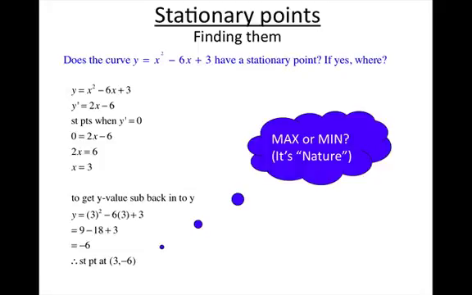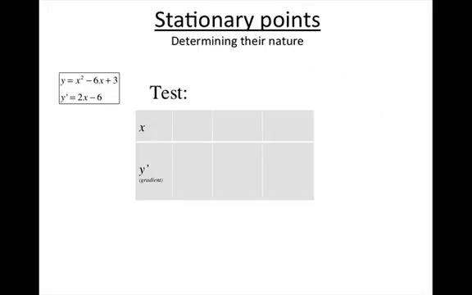So here's how you determine the nature. And we'll do it continuing on with the same example. So what we're going to do is test our x values and our y dash, in other words, the gradient. That's what our little test box is. And we want to test either side of our current stationary point that we found.